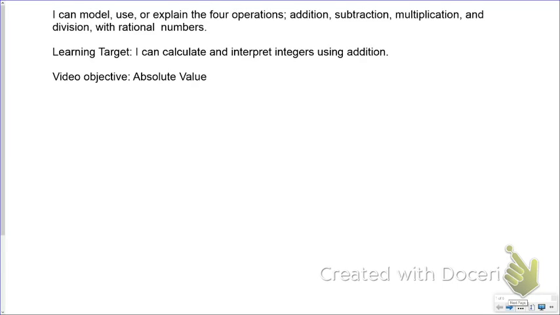This video's GVC is I can model, use, or explain the four operations, addition, subtraction, multiplication, and division with rational numbers. The specific learning target is I can calculate and interpret integers using addition. This video objective today is going to go over absolute value, what it is, and how to calculate with it.